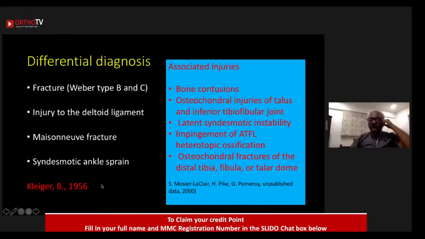If we consider a differential diagnosis, then ankle sprain needs to be differentiated from Weber type B or C fractures, injury to the deltoid ligament, Maisonneuve fracture, and a syndesmotic ankle sprain.